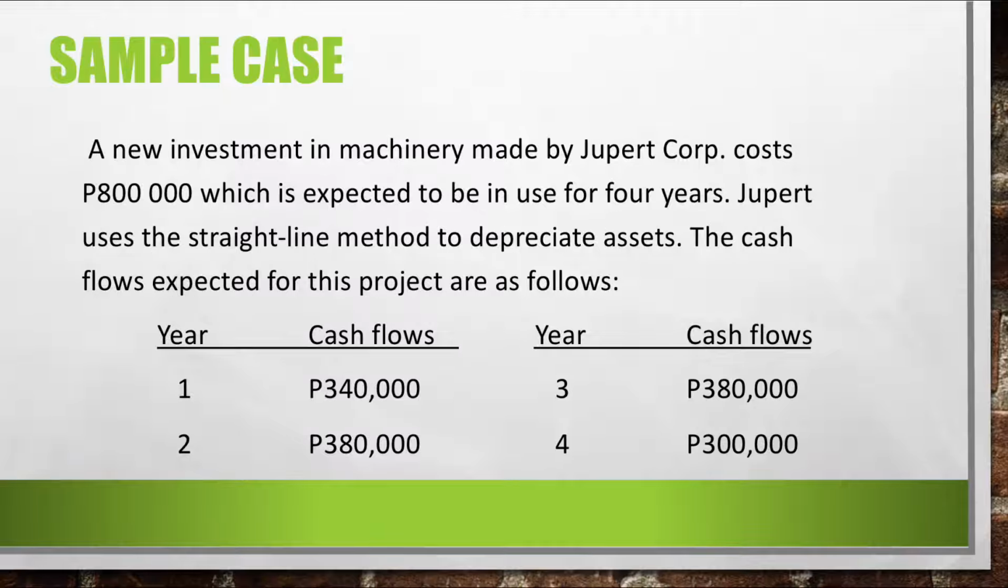A new investment in machinery made by Jupert Corporation costs 800,000, which is expected to be in use for 4 years. Jupert uses the straight line method to depreciate assets. The cash flows expected for these projects are as follows. Year 1, 340,000. Year 2, 380,000. Year 3, 380,000. And year 4, 300,000. Let us calculate the accounting rate of return for this project.